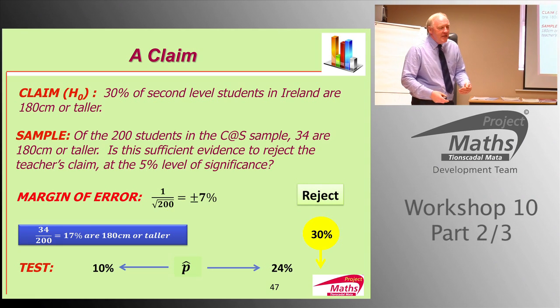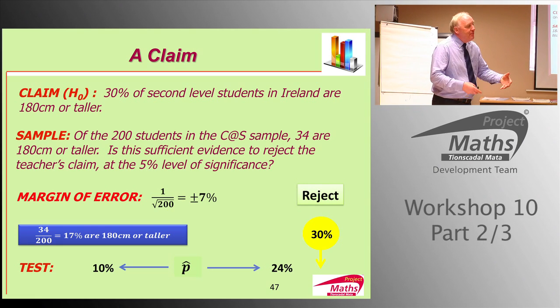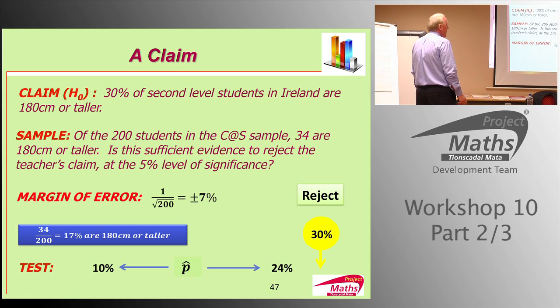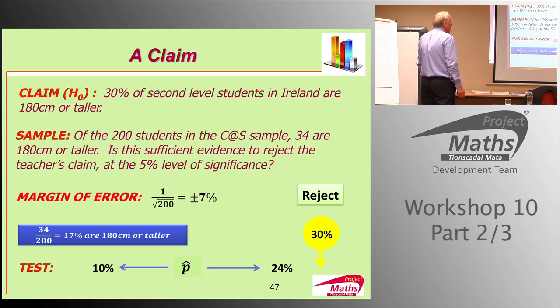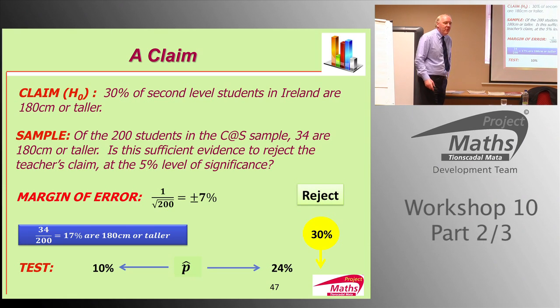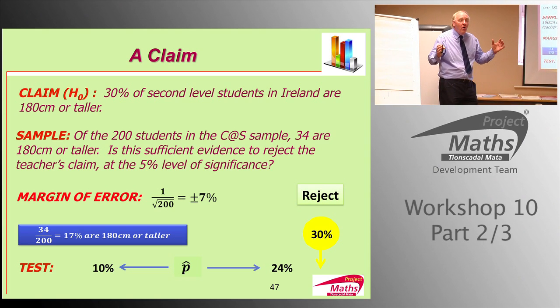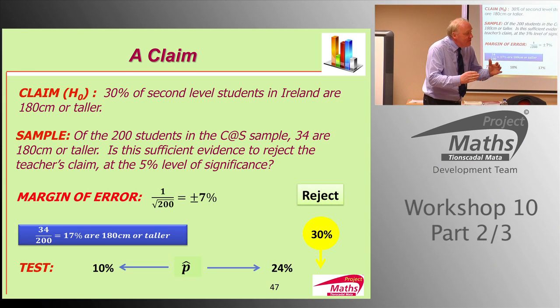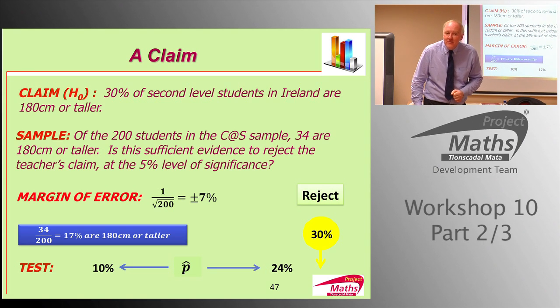Okay, so let's get our margin of error now and build it around our 34 over 200. So the margin of error is 7%. The proportion is 17%, 34 over 200. Now we add and subtract 7 to that, between 10 and 24%. They're our limits, yeah? Does the 30% fall within those? If it does, we'll be failing to reject, but if it's outside it, we'll reject her claim.